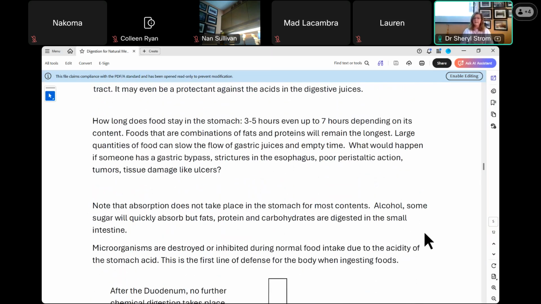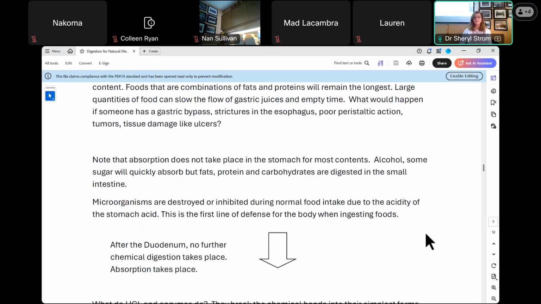Note that absorption does not take place in the stomach for most contents. Alcohol and some sugar will quickly absorb, but fats, protein, and carbohydrates are digested in the small intestine.